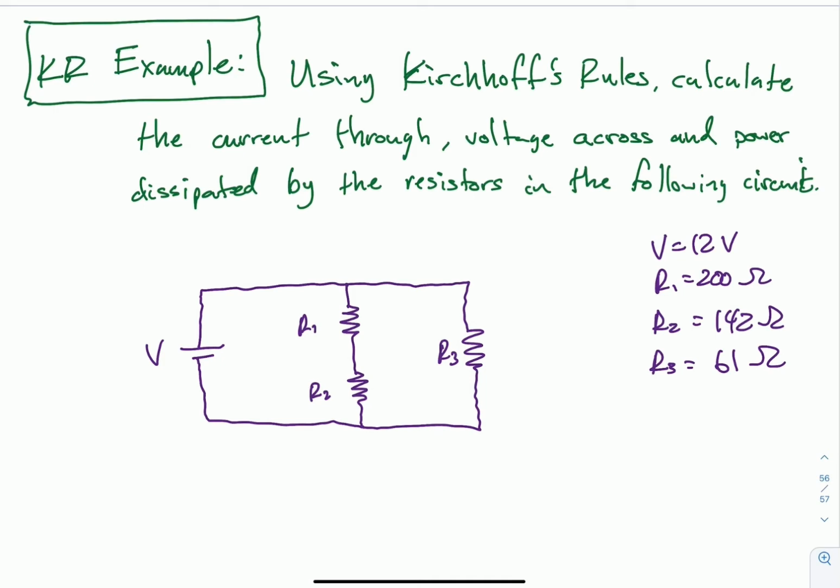This circuit should actually look a little familiar. It should feel a lot like the last example that we had on combination circuits, only this time we're going to solve it using Kirchhoff's rules instead of our circuit laws that we gave you before. So I've written out the problem to save us a little time. It says, using Kirchhoff's rules, calculate the current through, the voltage across, and the power dissipated by the resistors in the following circuit.